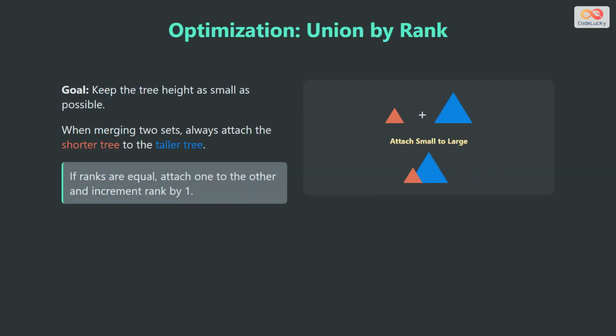The second optimization is union by rank. When we merge two trees, we want to keep the overall height low. So, we always attach the shorter tree to the taller tree. This prevents the structure from becoming unbalanced and ensures our operations remain efficient.